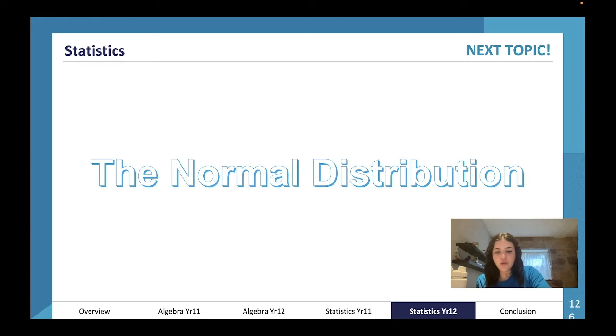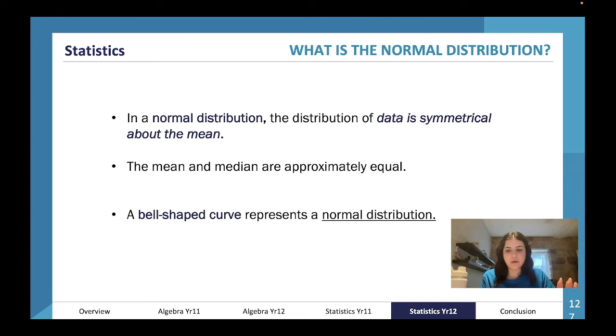Okay, we're going to have a look at normal distribution before we finish up. We haven't got too much longer left, guys. Really good job so far.